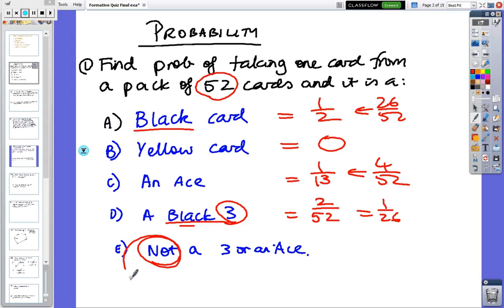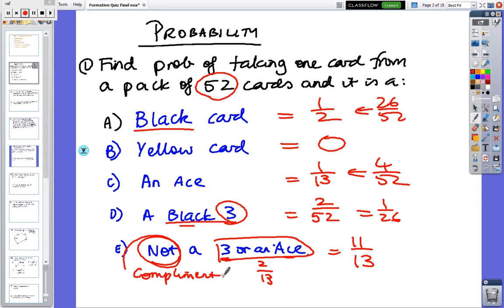Okay, now this word not is important. So what we do is we just get the 3 and the ace answer, if you like. So a 3 or an ace, there are 2 chances out of 13 of being an ace or a 3. So that means that there are 11 chances that it's not. That idea of not is the complement, which is the opposite answer. So a 3 or an ace is 2 cards, so there's 11.